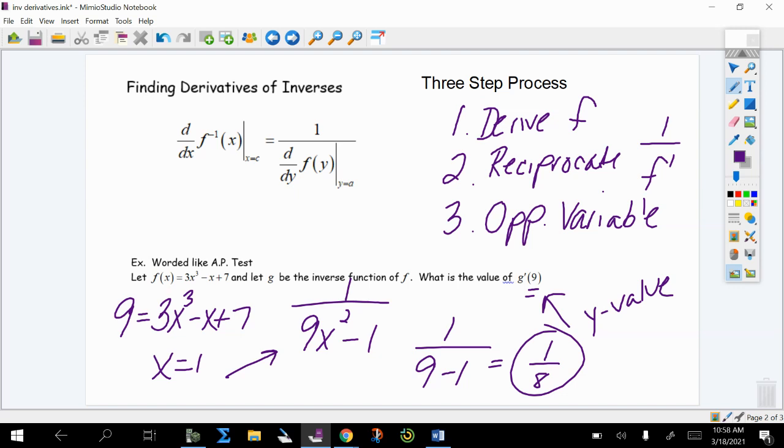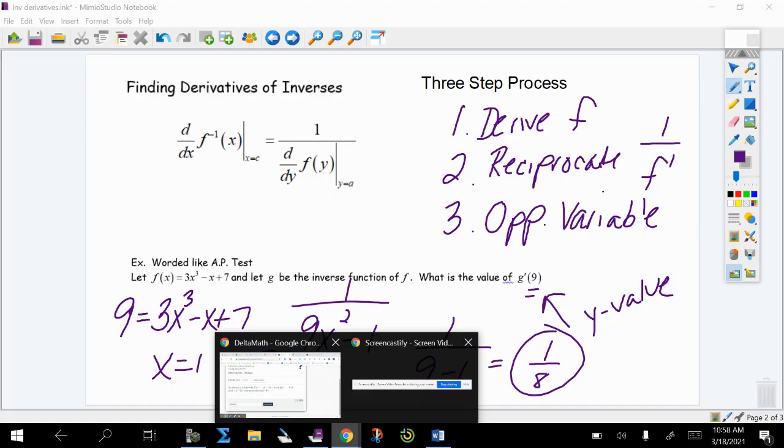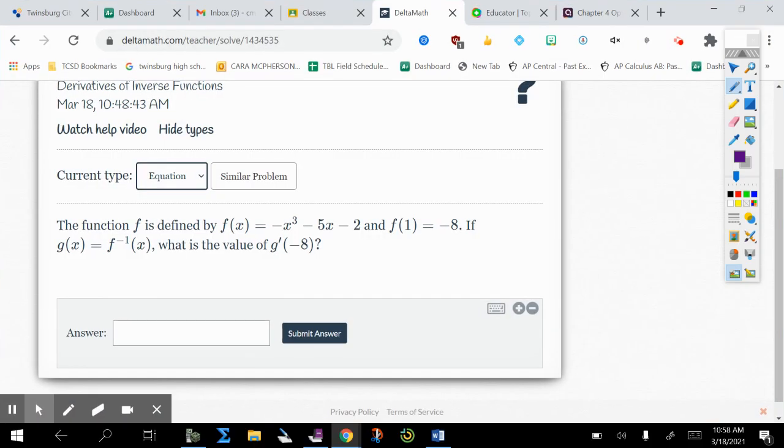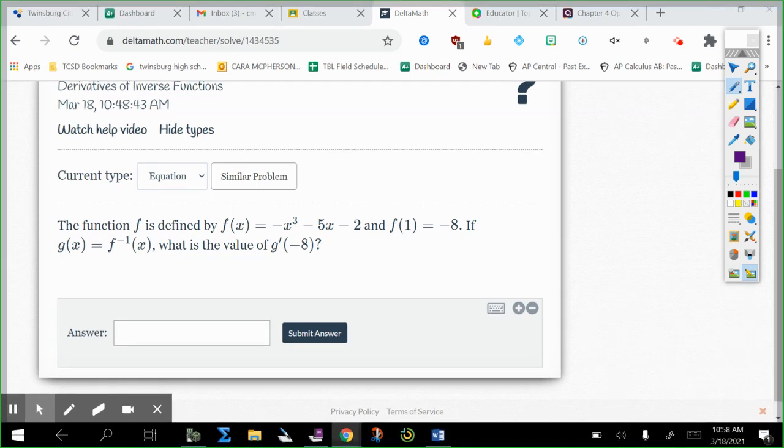So let me show you what they do on Delta Math, because I actually think they do it a little easier than this. So this is what they're going to give you. There's a couple different types on Delta Math. In this video, I'm going to focus on equation-based ones. So they're going to give you a function. First step is to derive that function. So the derivative of negative x cubed is negative 3x squared, and then minus 5, and reciprocate.